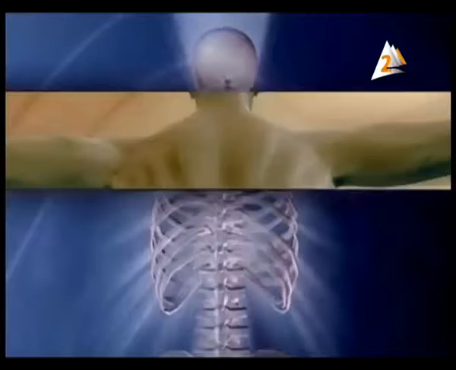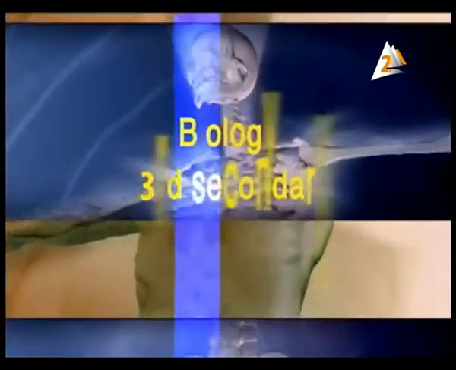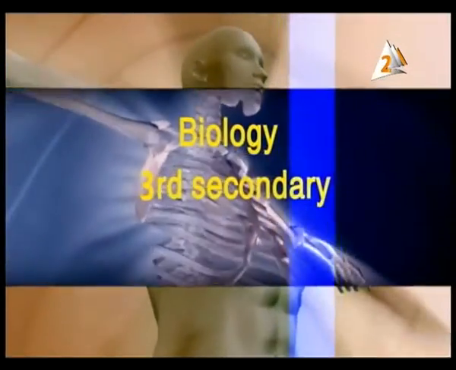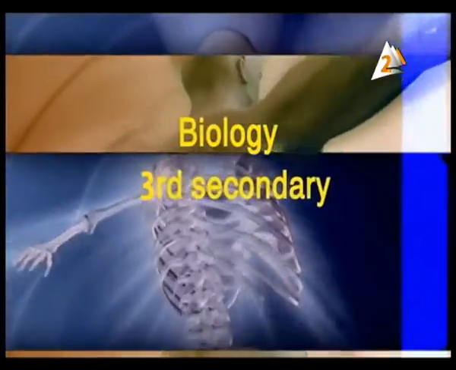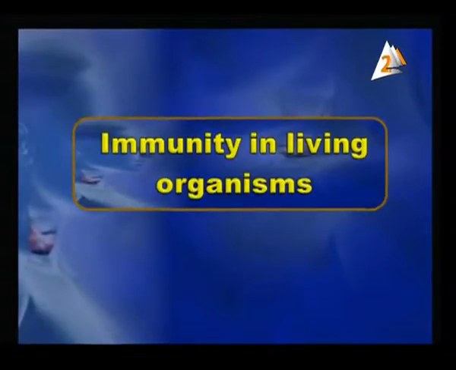Last time we began a new lesson which was immunity in living organisms, and we studied immunity in plants. Today we are going to complete it by studying immunity in man. Let's begin. Our second part of this immunity in living organisms will be immunity in man.